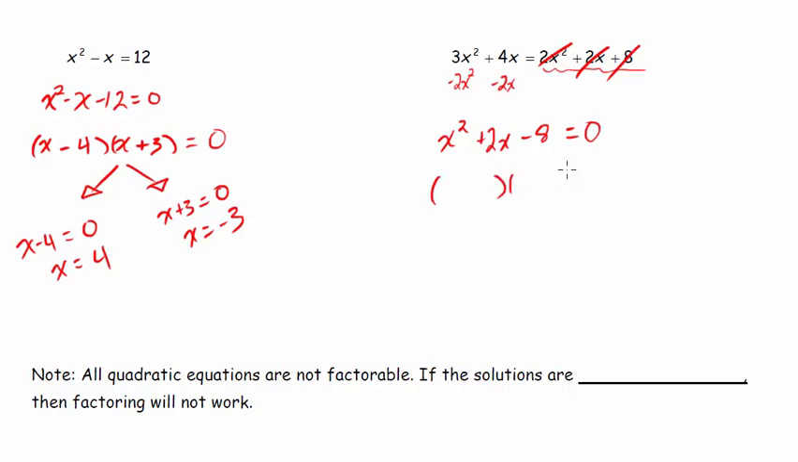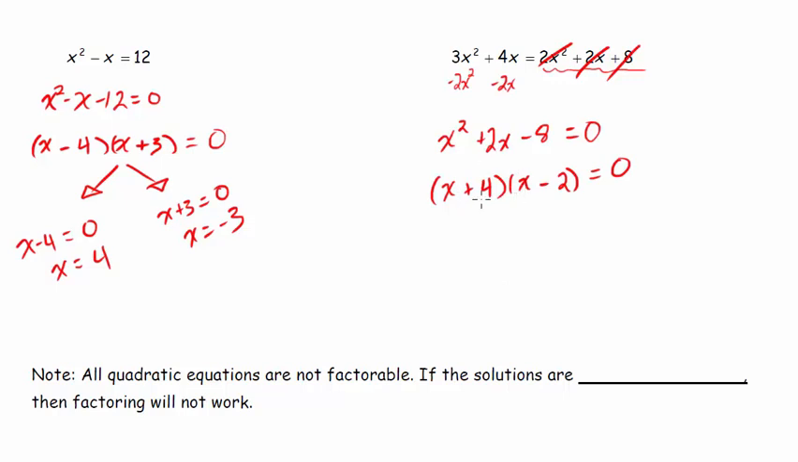Alright, so let's see if we can factor this one. An x and an x. Now I need two factors that would give me negative 8, and then have a sum of 2. So I'm going 4 and 2 here. Now which of those do I want to be negative? I want positive 2, so 4 needs to be my positive one and 2 would be my negative one.